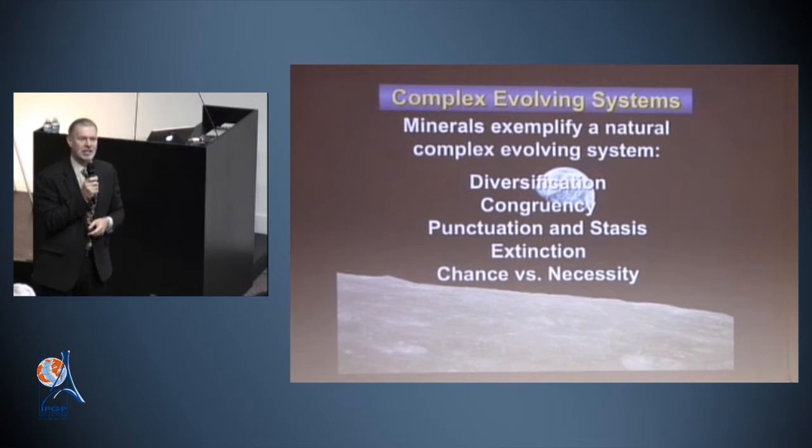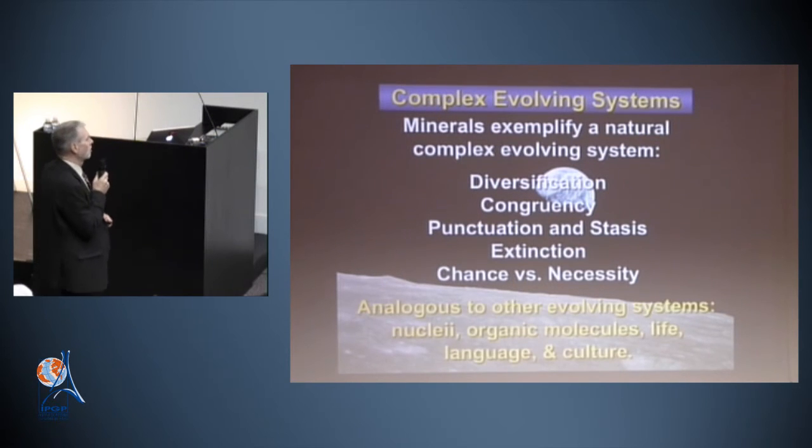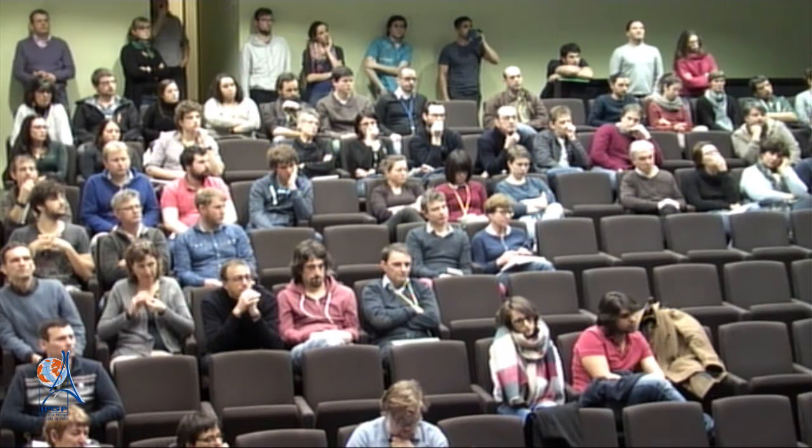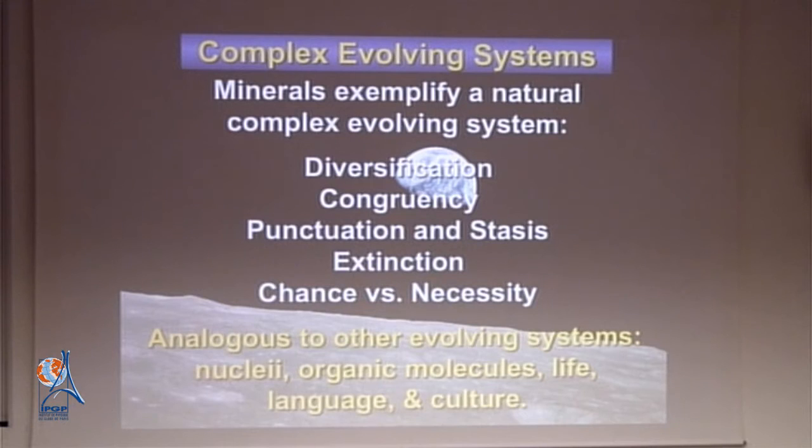And chance versus necessity always is part of the rhetoric of complex systems. Some aspects of these systems are deterministic. They occur over and over again. And yet other aspects are frozen accidents. And we can start asking, well, which are which, and how does that apply? This is analogous to many other systems. You can talk about nucleosynthesis or organic molecule evolution, life itself, but also the evolution of languages, the evolution of culture. All of these can be discussed in terms of these variables.